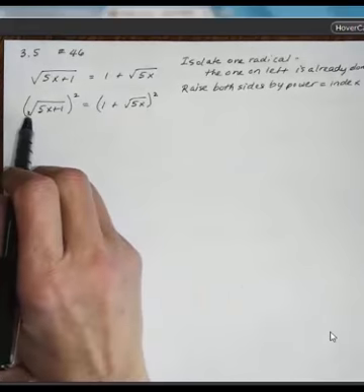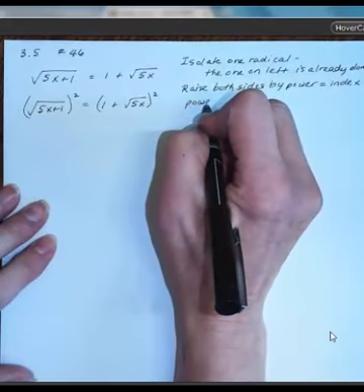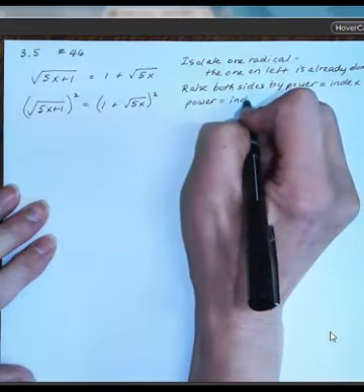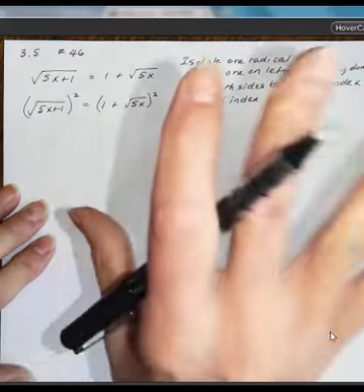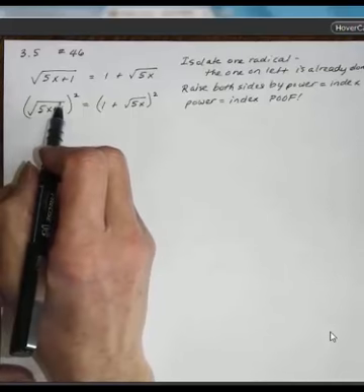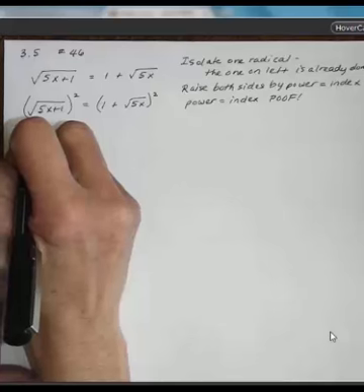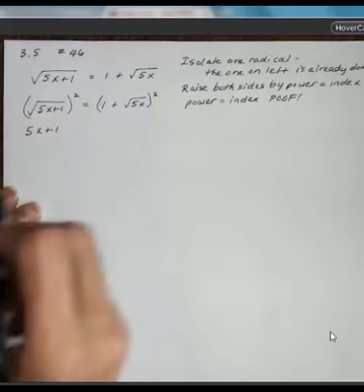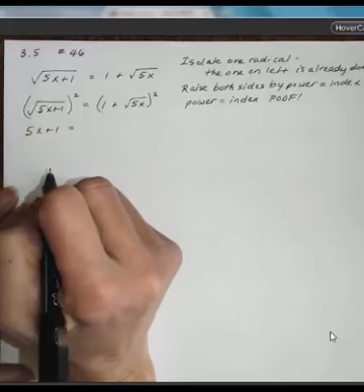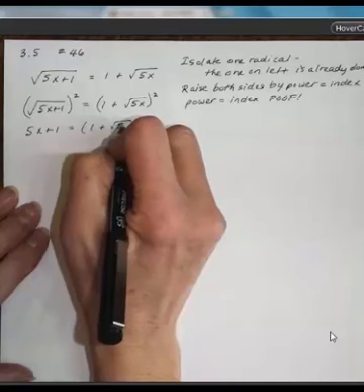And on the left side, when our power is equal to our index, we have poof, the radical disappears, and we're left over with just the radicand. So on the left, we end up with 5x plus 1, which is exactly our goal in this particular step.